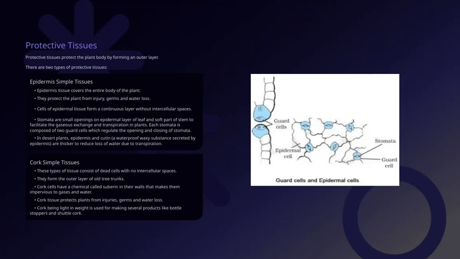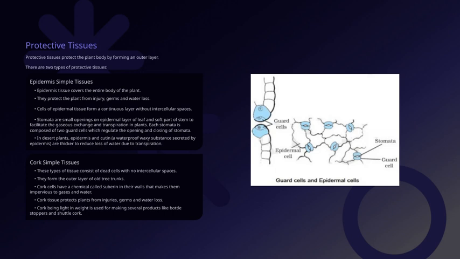Protective tissues play a crucial role in safeguarding the plant body by forming an outer layer. There are two main types of these tissues that we need to understand: epidermis and cork. Let's start with the epidermis. This tissue covers the entire surface of the plant, acting as a protective shield against injuries, germs, and water loss.